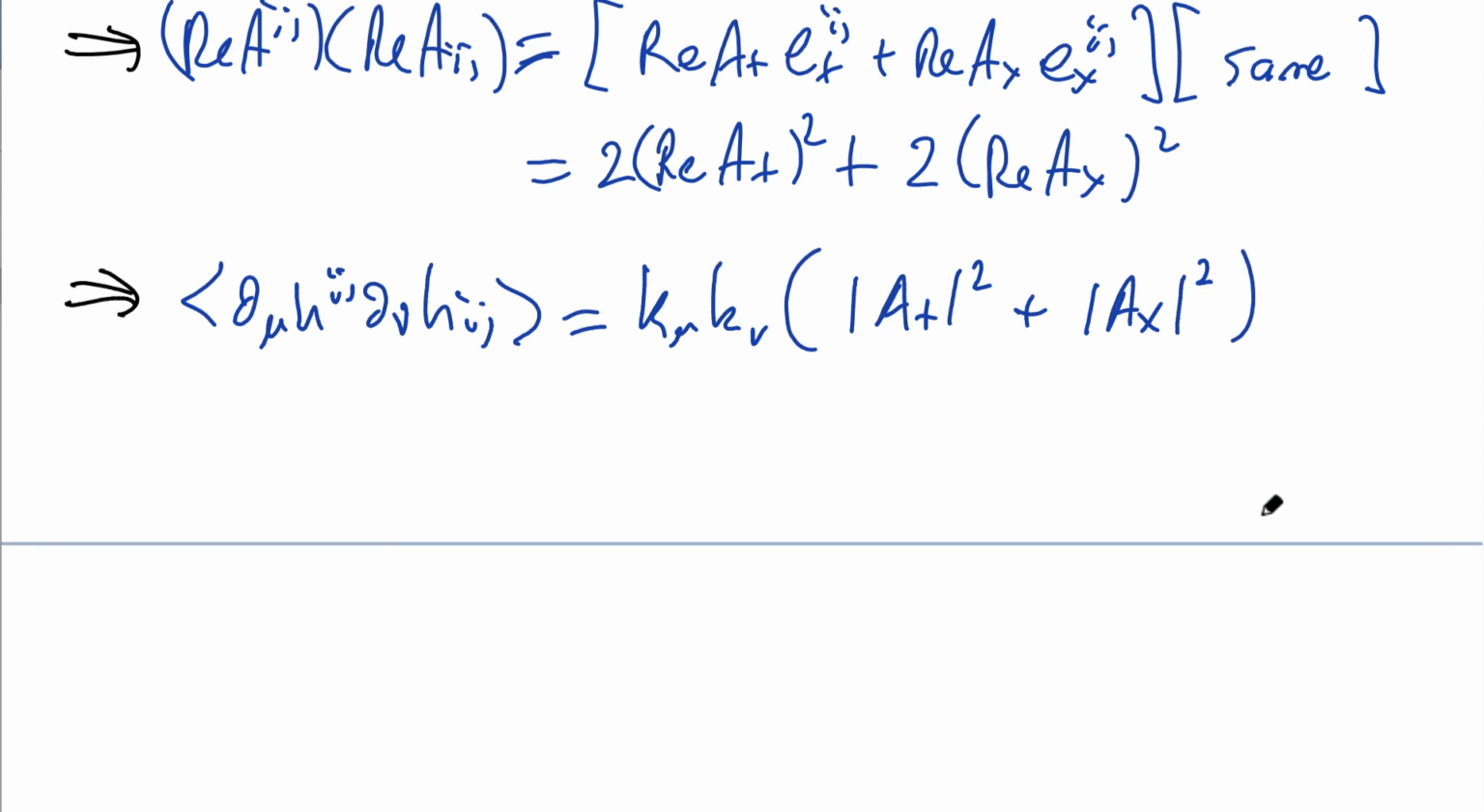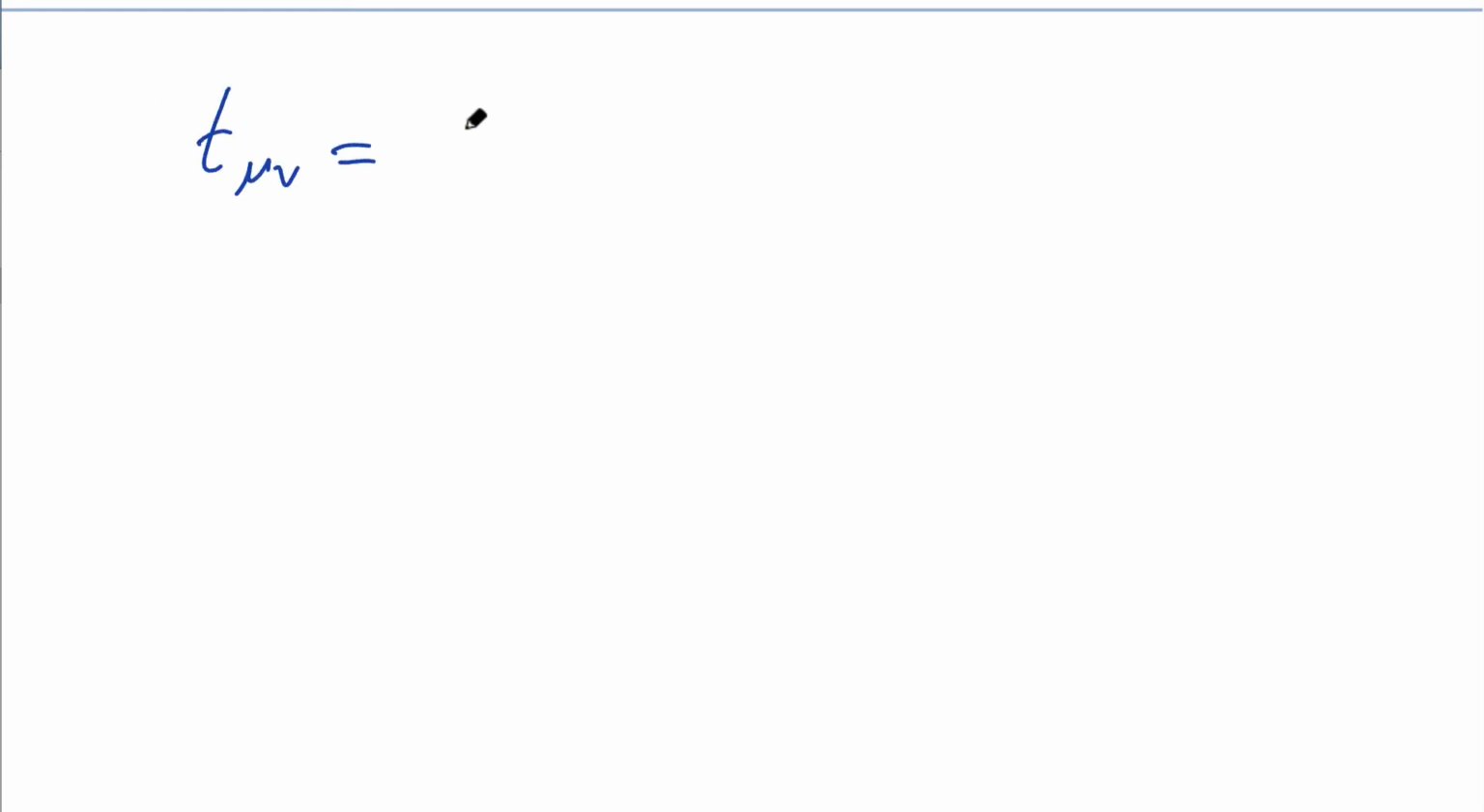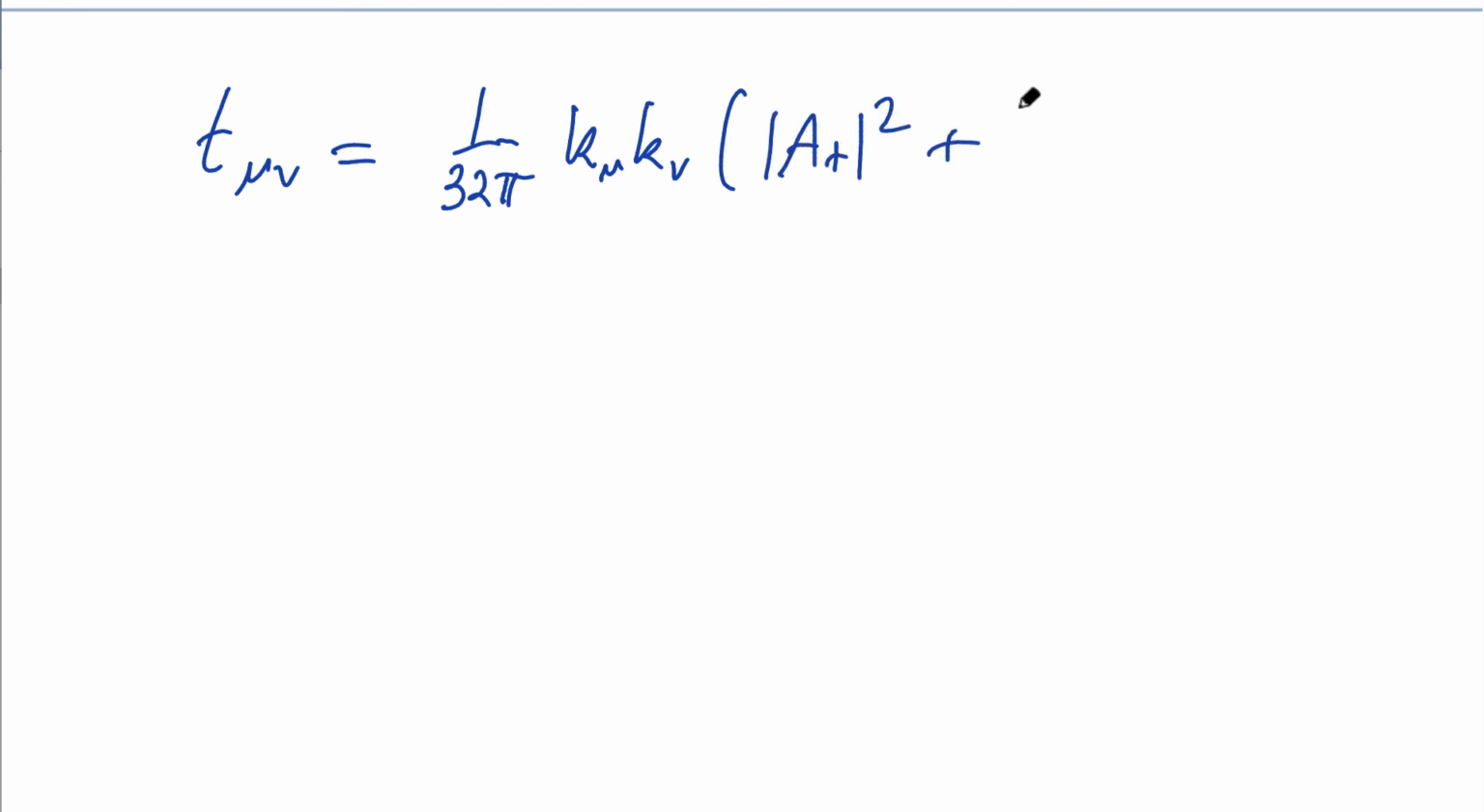So our final result for the stress, energy, and momentum tensor of a plane monochromatic gravitational wave is T mu nu equals 1 over 32 pi times k mu k nu times the squared amplitude of the plus polarization plus the squared amplitude of the cross polarization.